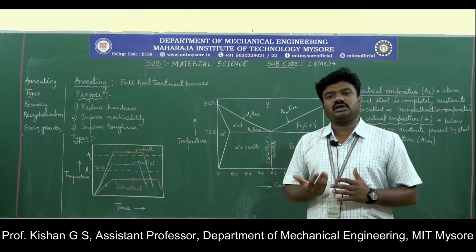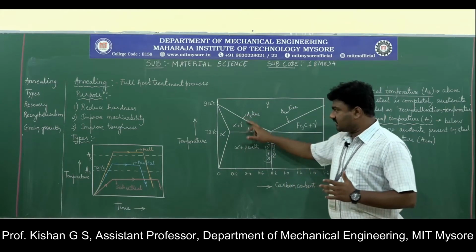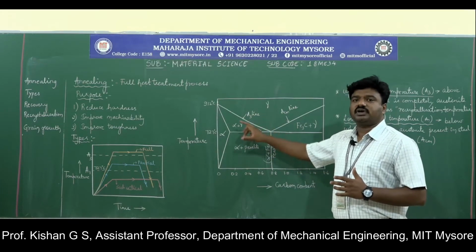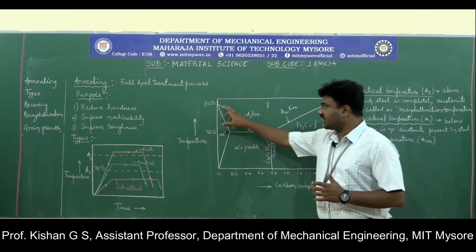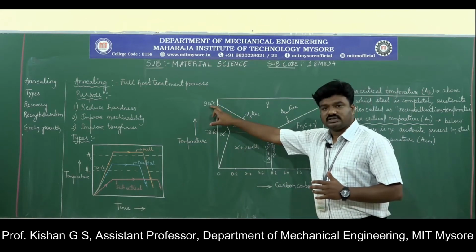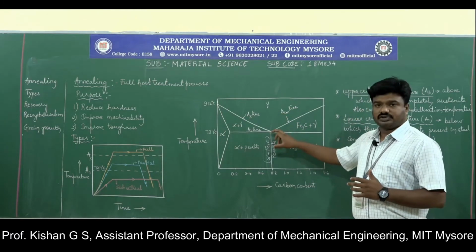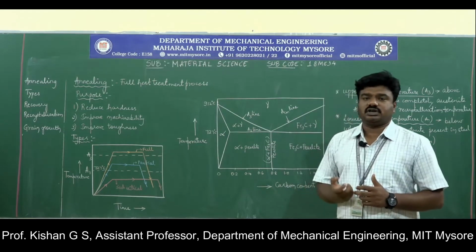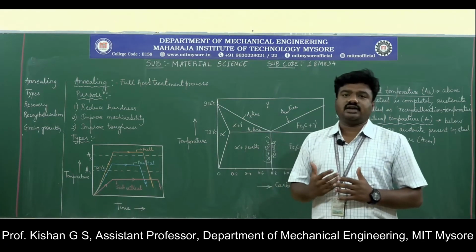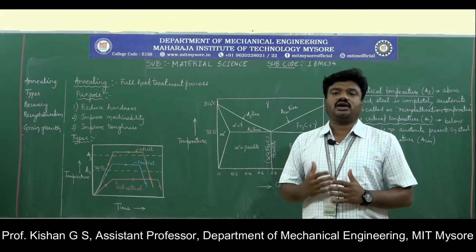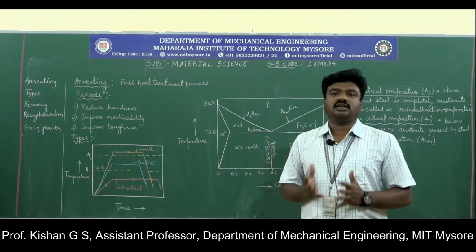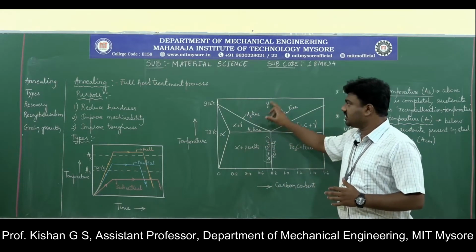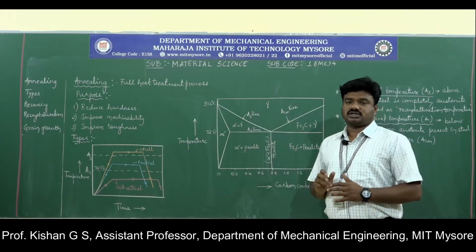So what about the upper critical temperature now? See here, we have the A3 line in this particular drawing, which represents the upper critical temperature. That means the line joining from 912 degrees Celsius to the eutectoid composition is represented by the A3 line, which represents the upper critical temperature. Above the A3 line, you are going to identify the solution completely in the austenite phase. You can observe the entire representation here. So above the A3 line, the entire solution is austenite in its microstructure.